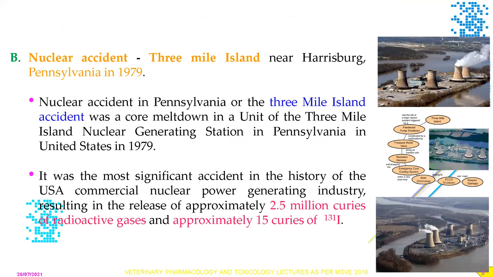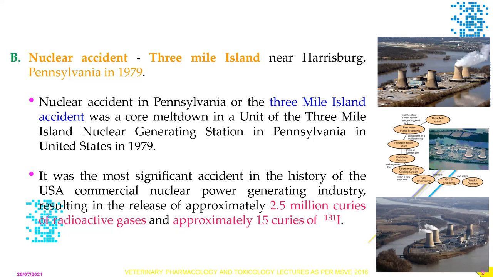Then the nuclear accident, especially Three Mile Island near Harrisburg, Pennsylvania, United States of America, in 1979. It was among the first with nuclear reactors, and as much protection was not taken as at present, an accident happened in Pennsylvania. There was a core meltdown in a unit of the Three Mile Island nuclear generating station, which was the most significant accident in the history of the USA's commercial nuclear power generating industry.